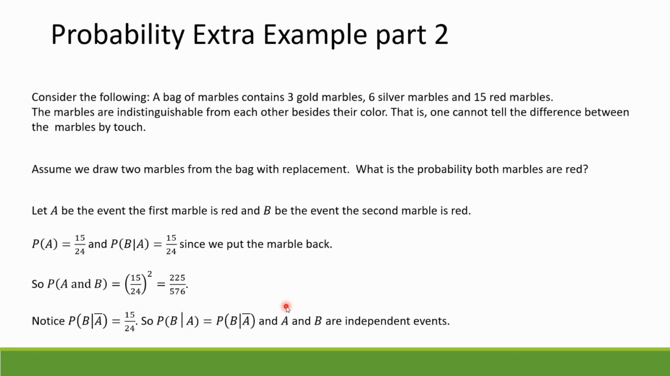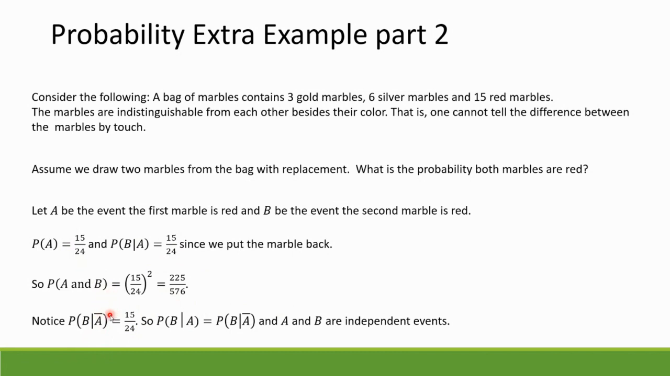All right, that's good. Now, what's the probability of B? Here's something else I want you to notice. This is the probability of B, given that the complement of A has occurred. So we're finding the probability of B given that A has not occurred. If A did not occur, what does that mean? The first marble we picked was not red.